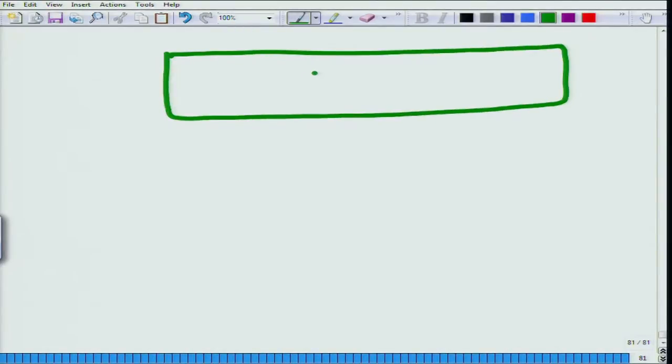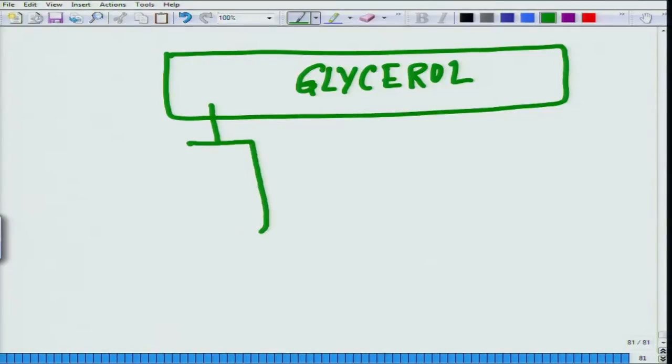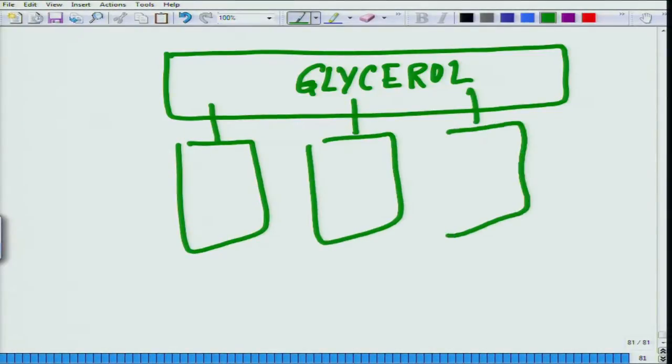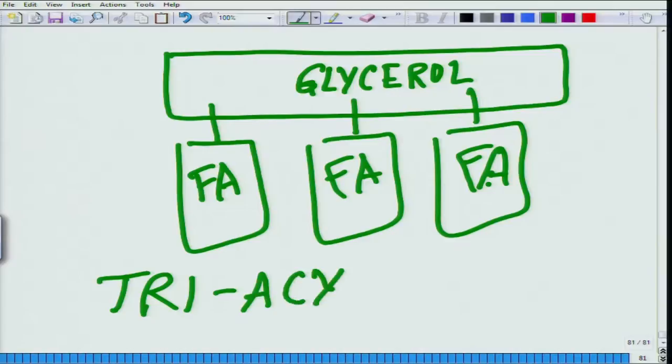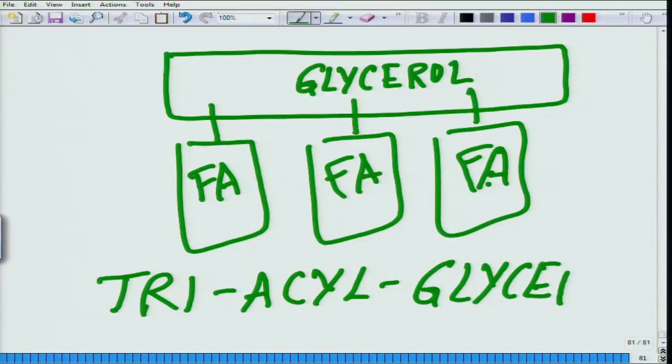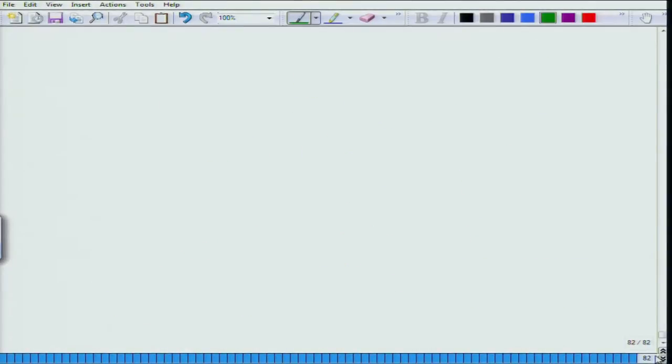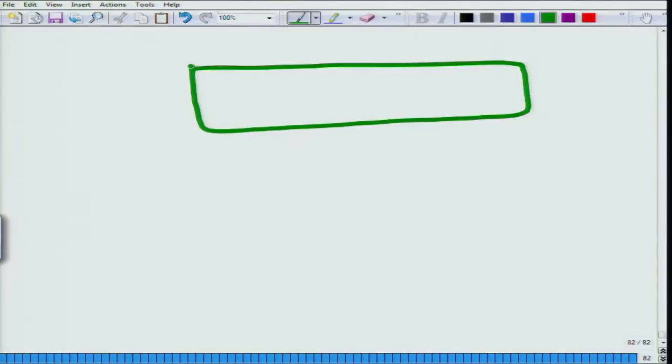And what we will get is a structure like this. Here is a glycerol, and here you have 3 fatty acids like this. This structure is called tri-acyl-glycerol, because there are 3 acyl groups, where the fatty acids are becoming part of the main glycerol structure. Most of these structures that you see are used as storage lipids.